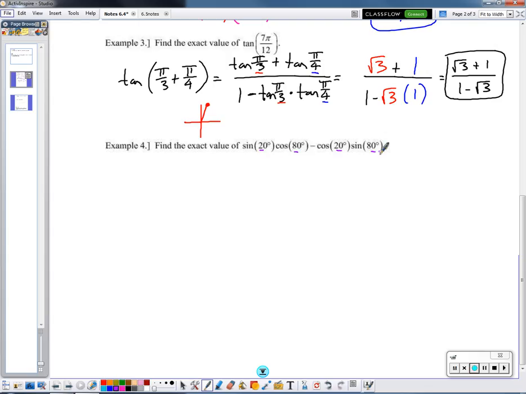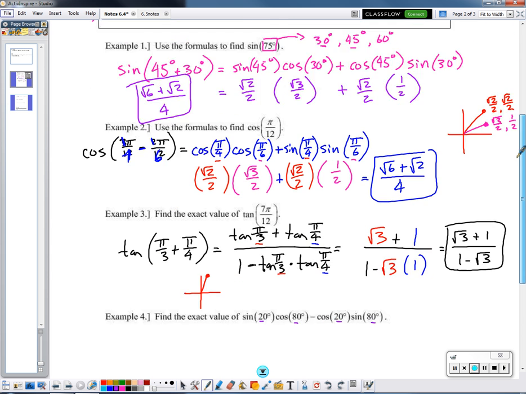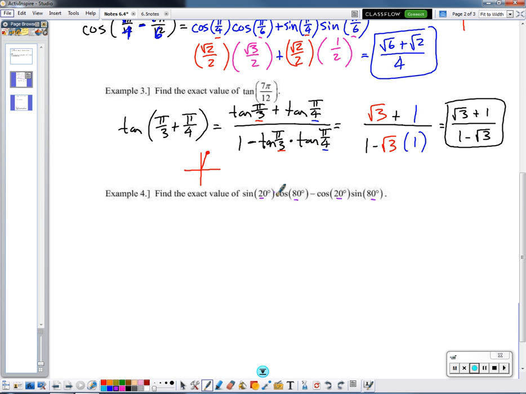So if you want, you can peek back up at the top of your notes and compare and contrast. Here I have sine, cosine, or cosine, sine. So that tells me that different trig functions are being multiplied, so it's most likely the sine of something. And then since this is a difference for sine, it's going to be a difference down here. So I have the difference of 20 and 80 specifically. So when I look at this, it's actually going to be sine of 20 degrees minus 80 degrees.